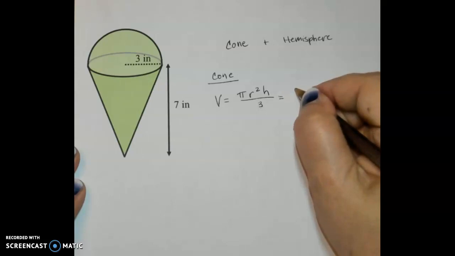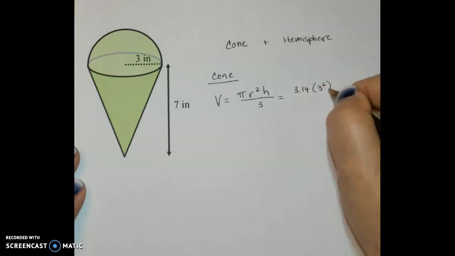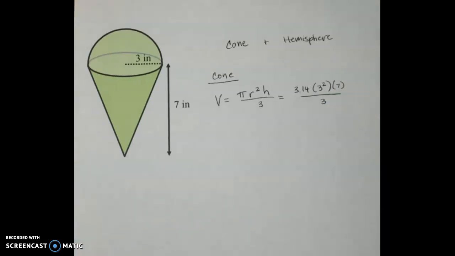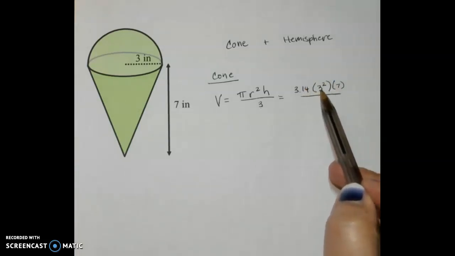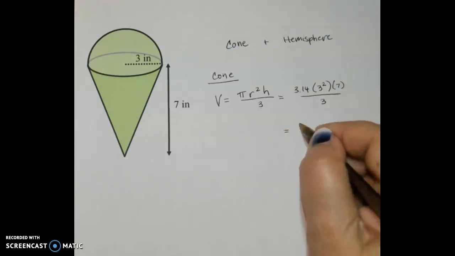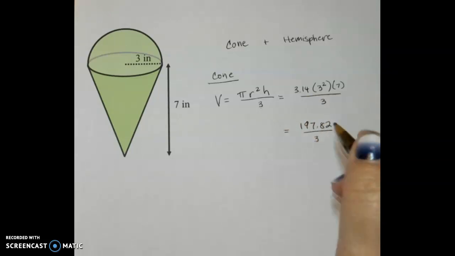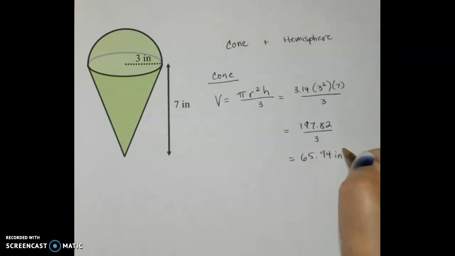And let's go ahead and substitute in our values here. So we've got 3.14. Our radius of the cone is 3 inches, so that'll be 3 squared, times the height of the cone, which is 7, all divided by 3. All right, now if I go ahead and multiply 3.14 times 9 times 7, I'm going to get 197.82 divided by 3. And that's going to be equal to 65.94 cubic inches.